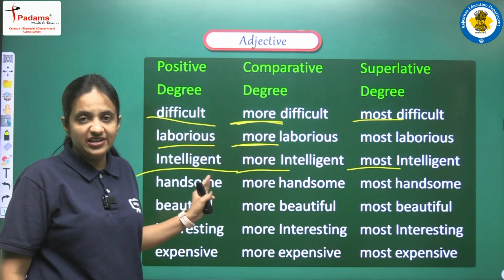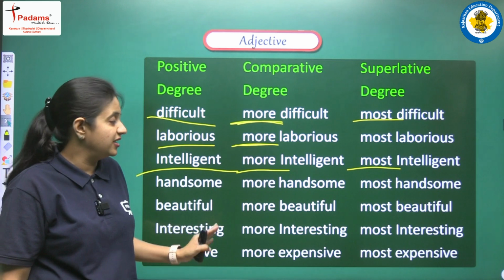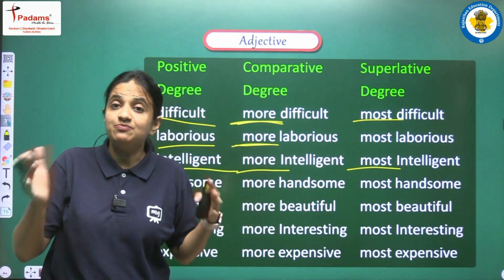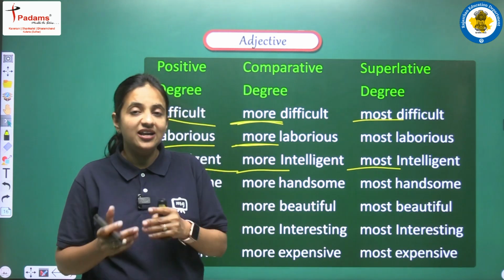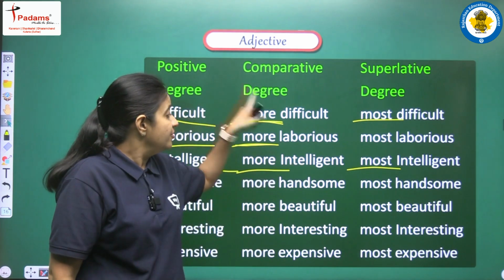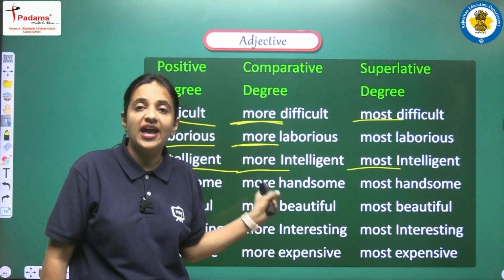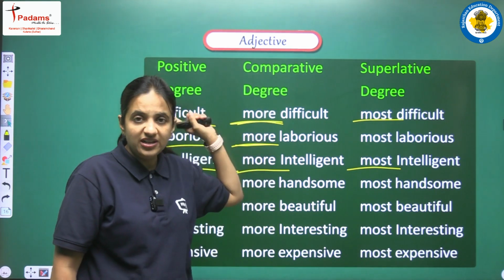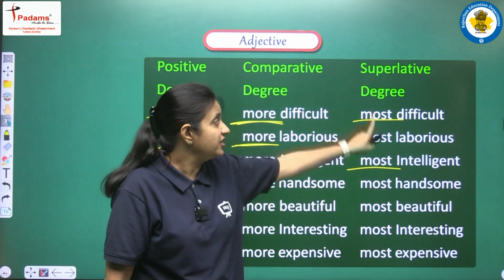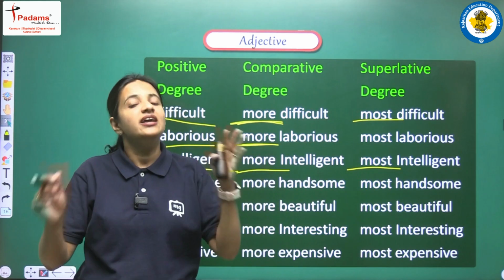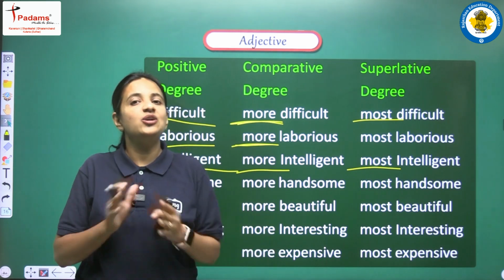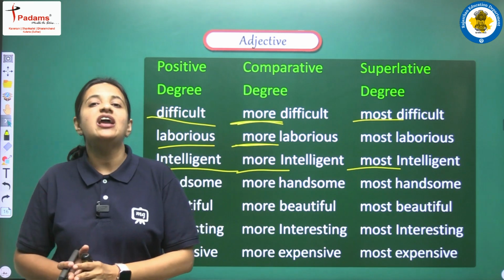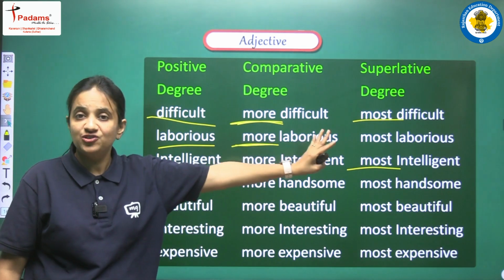So students, be very careful here. Just observe this thing that we are not doing any changes in the spelling, right? हम spelling में कोई change नहीं कर रहे हैं. Spelling हमें as it is लिखनी है, but before the spelling we have to add these words. We have to add more in comparative degree and we have to add most in superlative degree. Spelling हमें as it is रखनी है. No change is required in the spelling, but before the spelling we have to add certain words, right?